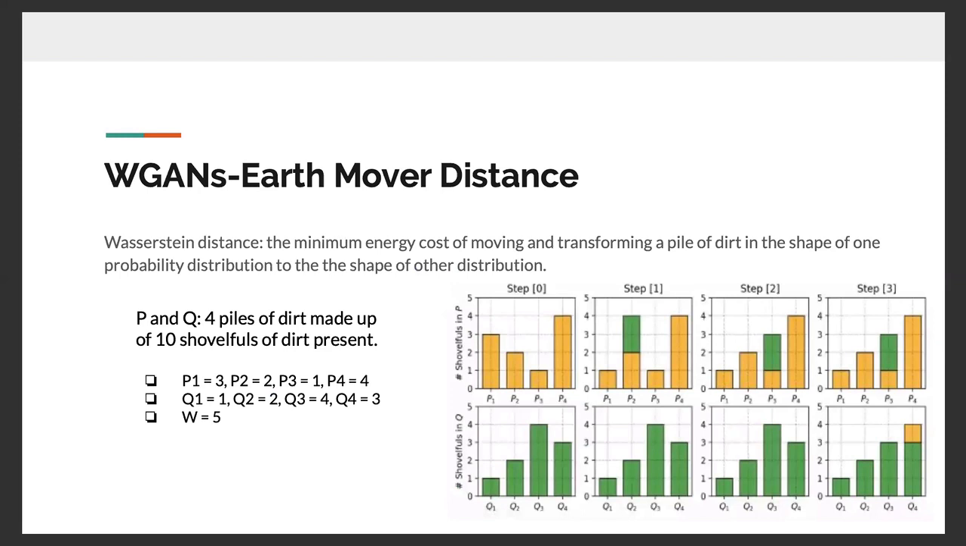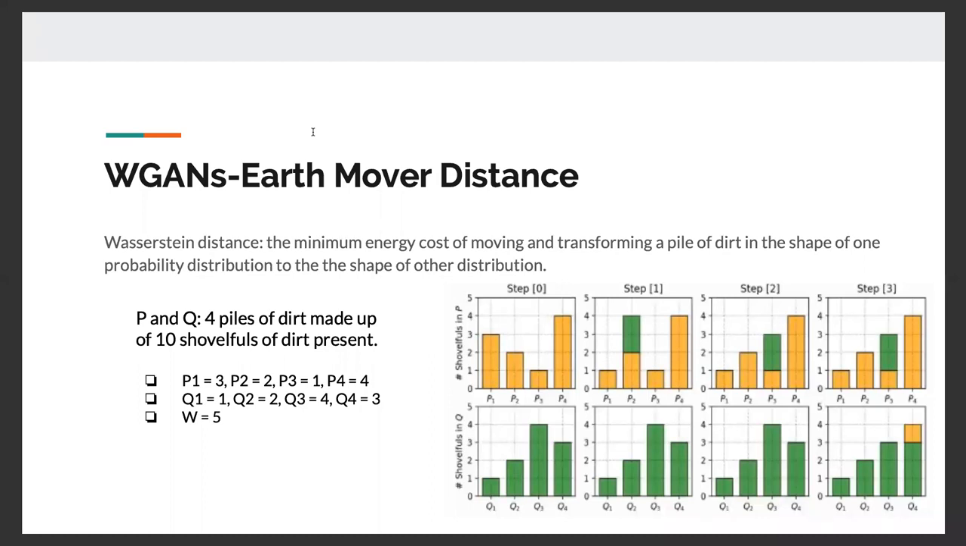So the very first loss we're gonna look at is the Wasserstein distance. It is the Earth Mover distance, which was introduced in the WGANs. The Wasserstein distance is nothing but the minimum energy cost of moving and transforming a pile of dirt in the shape of one probability distribution to the shape of another distribution.